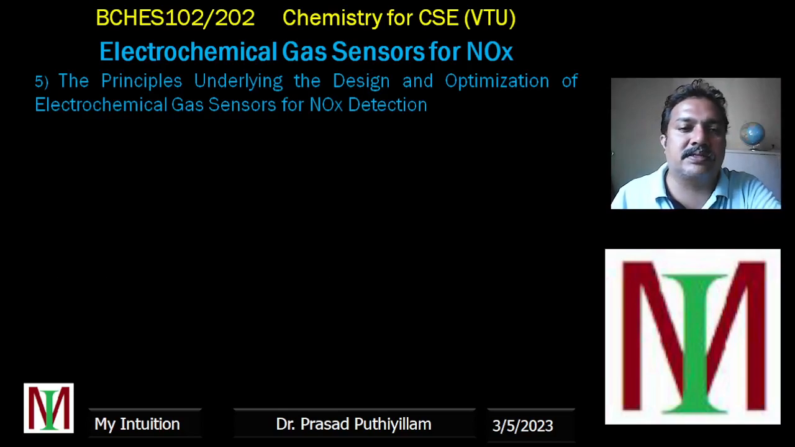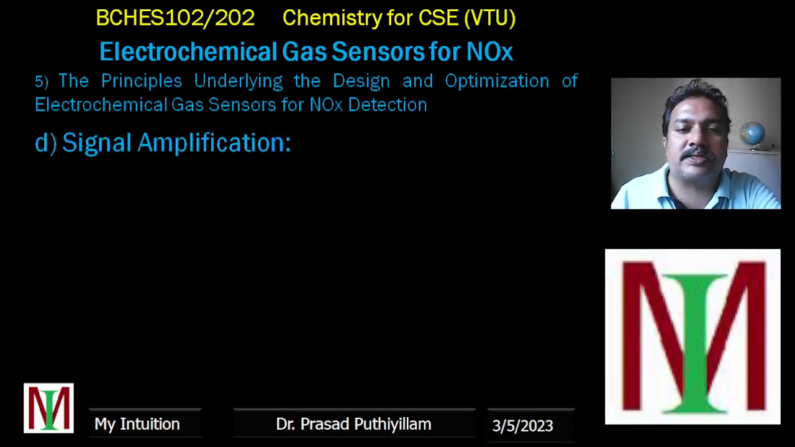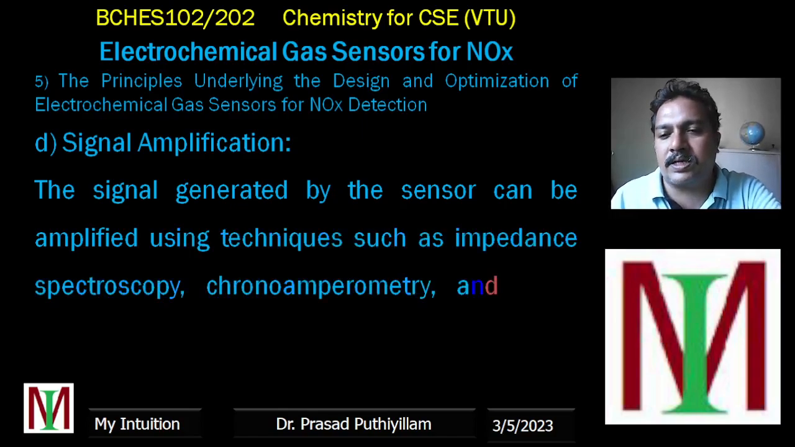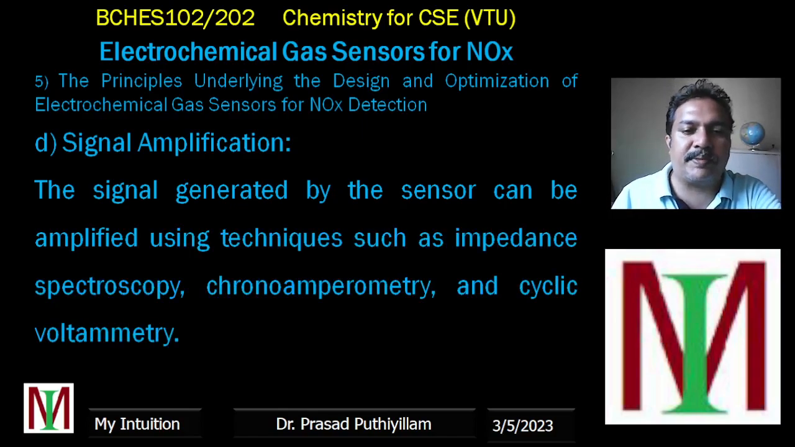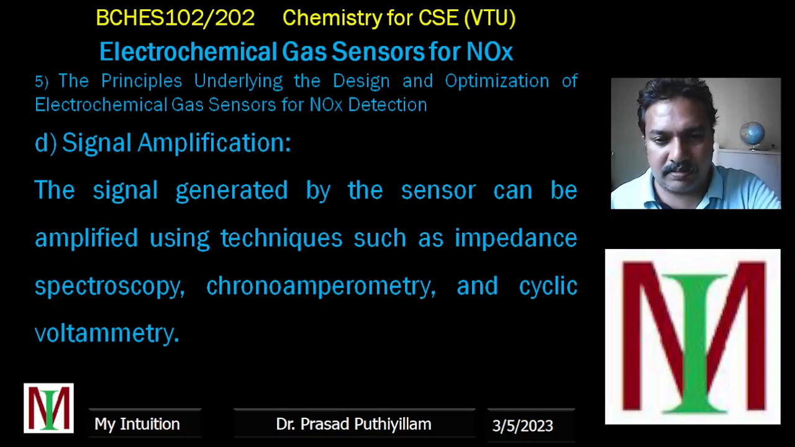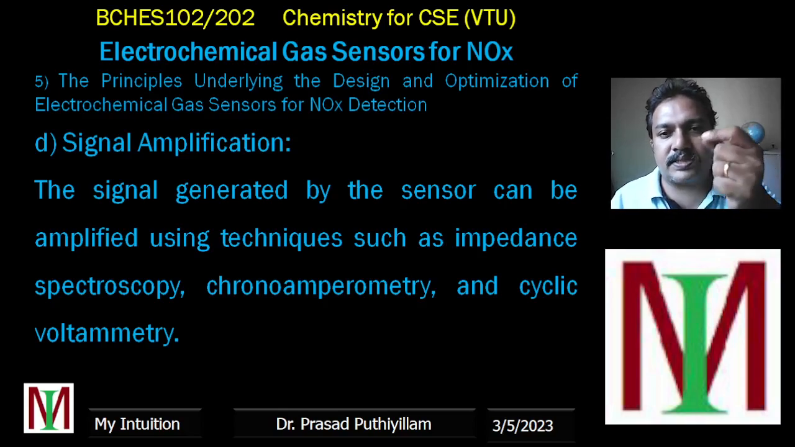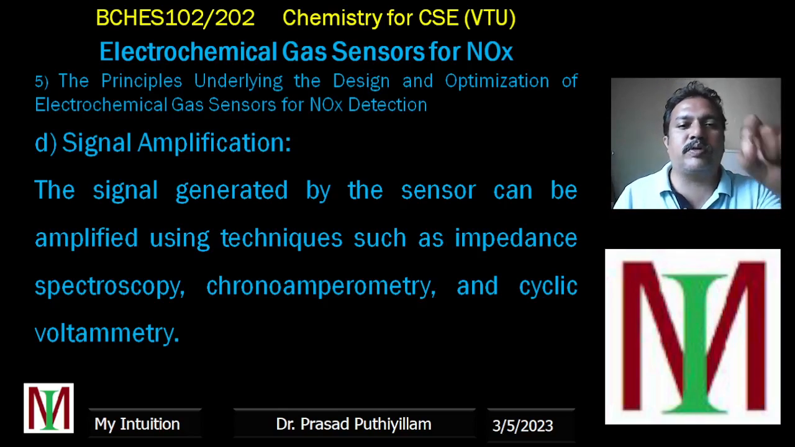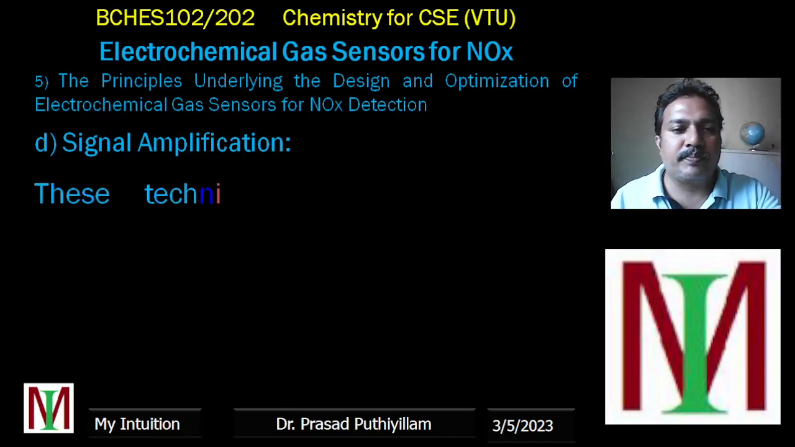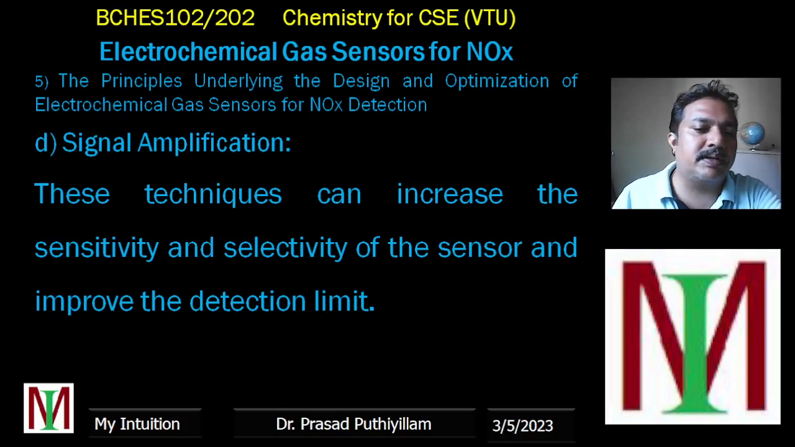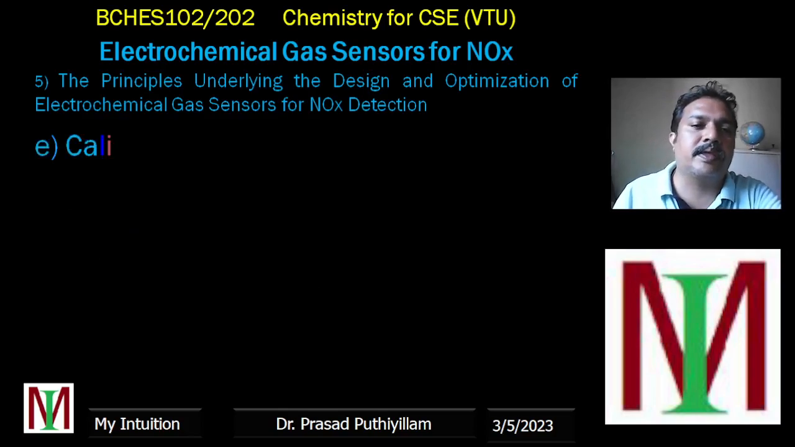Signal amplification. The signal generated by the sensor can be amplified using techniques such as impedance spectroscopy, chronoamperometry, and cyclic voltammetry, so that we get very good results. Even though the gas present is very little, more signal will be produced. It can be amplified. These techniques can increase the sensitivity and selectivity of the sensor and improve the detection limit.